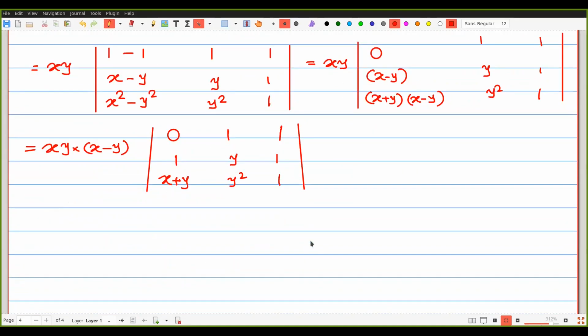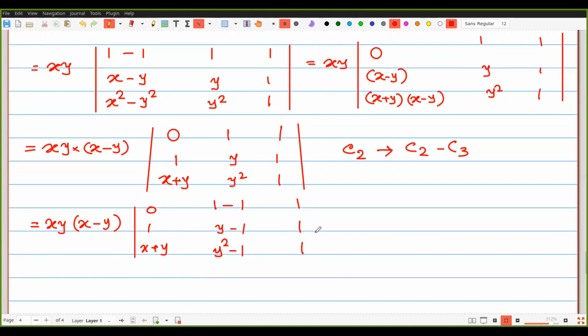Now another operation. Here we can use the second column, that is C2. Suppose C2 minus C3, column 2 minus column 3. So that xy into x minus y, the first column is now unchanged, x plus y. The second column is now 1 minus 1, y minus 1, y square minus 1, and the third column is unchanged. Once again, I am writing the second column the other way, 0, 1, x plus y.